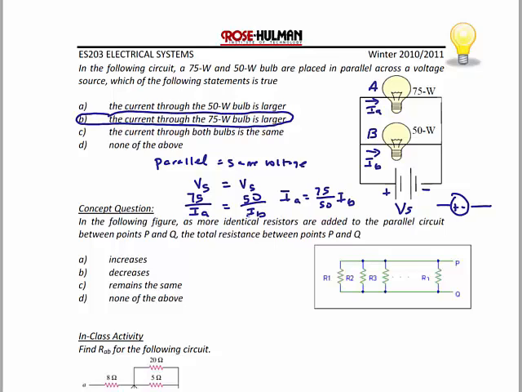Notice that power is directly proportional to current, which means the bulb that had the larger wattage had the larger current, since both of them have the same voltage.